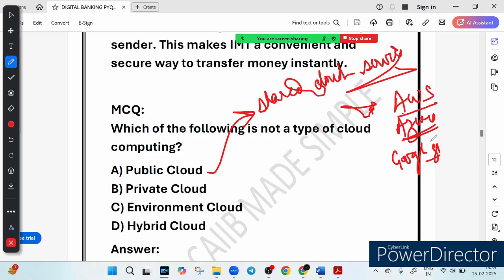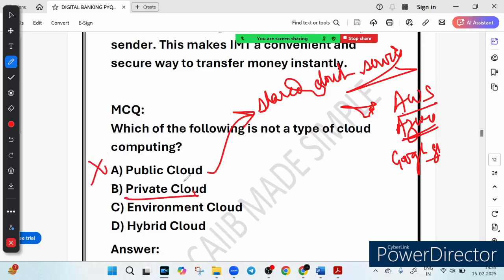For example, imagine you don't want to buy a personal server to store your data. Instead, you rent a space on a public cloud, just like renting a locker in a gym instead of buying one at home, right? Since public cloud is a real cloud computing type, option A is incorrect, right?